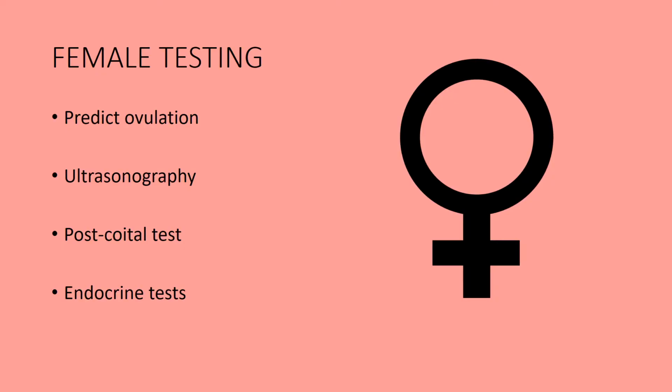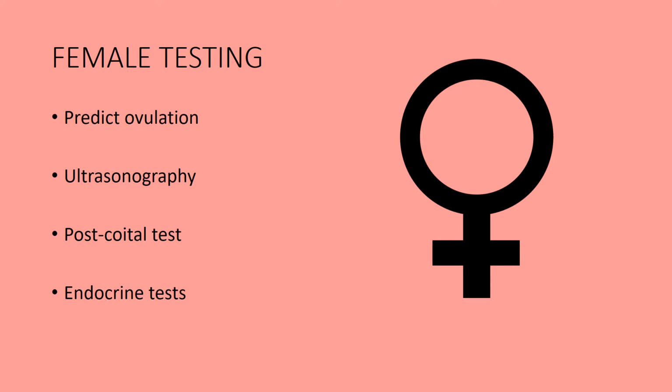So for the females, the first thing they want to do is predict ovulation. If they do have a regular menstrual cycle, ovulation is going to occur 14 days before her next period starts. There is also a method using body temperature to calculate ovulation, but it's not as accurate. And then you can also tell them to purchase ovulation tests, and this detects a surge in the luteinizing hormone, and that just indicates ovulation is about to start.